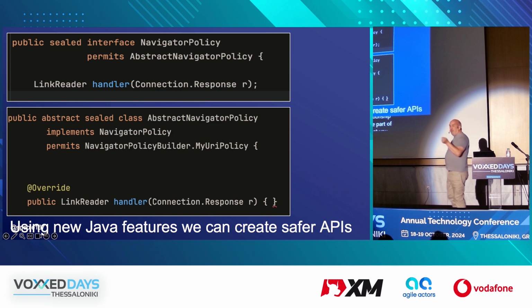There are these things called sealed classes, and they've been around since about Java 15, and you can apply them to interfaces and classes. You can see there's some new words, sealed and permits. So the first one says, I'm going to declare an interface called navigator policy, and it permits abstract navigator policy, the one below, to implement it. Right? Nobody else can implement that interface unless I list them there. Okay.